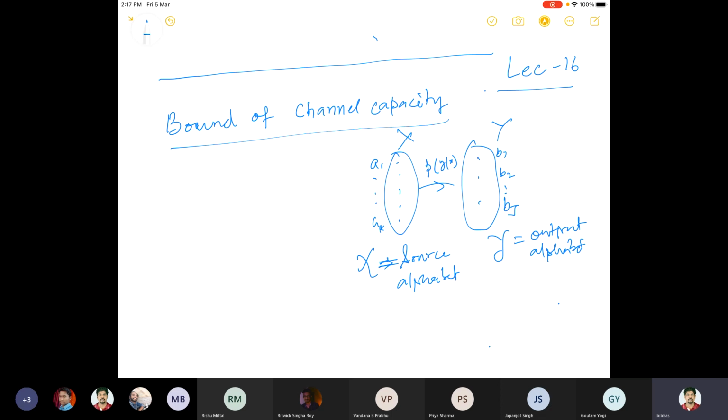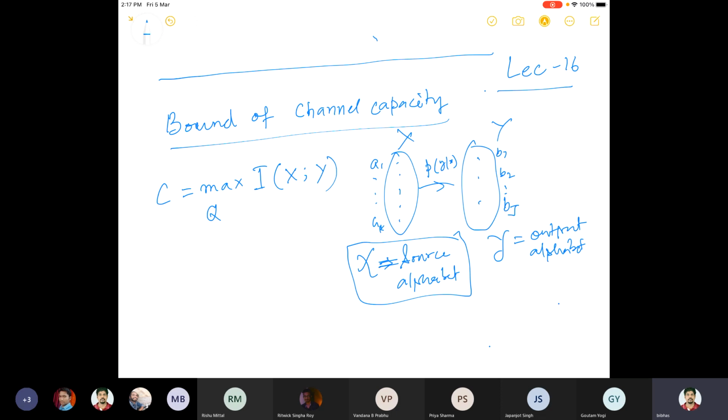And what was the channel capacity? The channel capacity was the max over Q, where Q is the probability distribution defined on this, say, calligraphic X, on the source alphabet. So this is the maximum of the mutual information, or the average mutual information, of X and Y as random variables. Let me give you a generic bound.